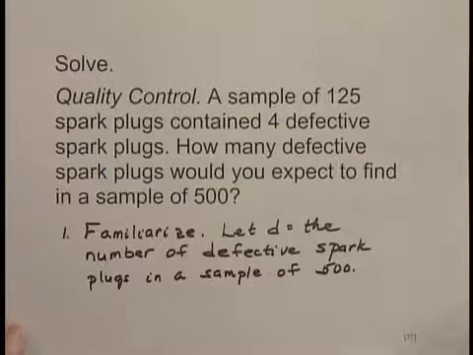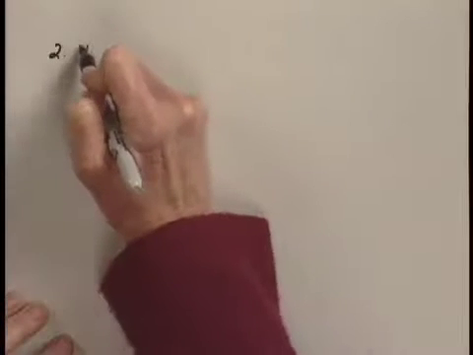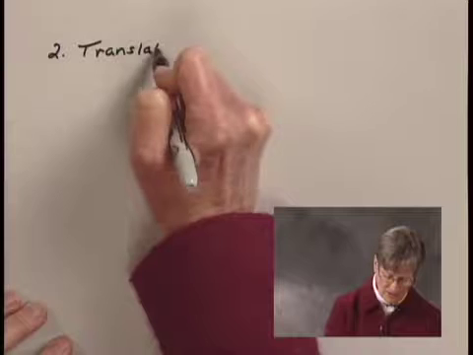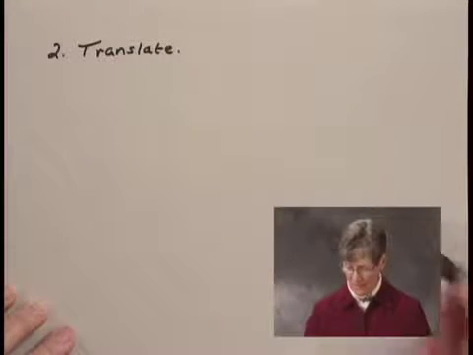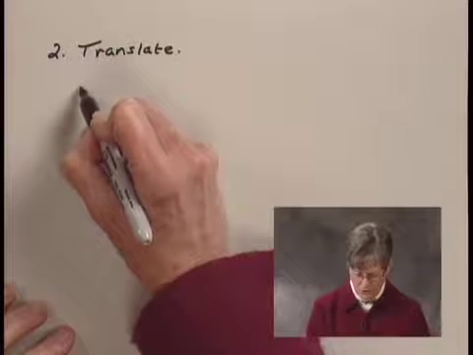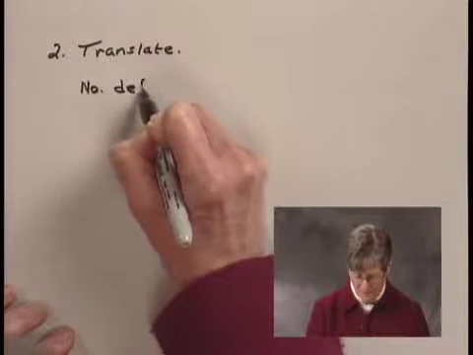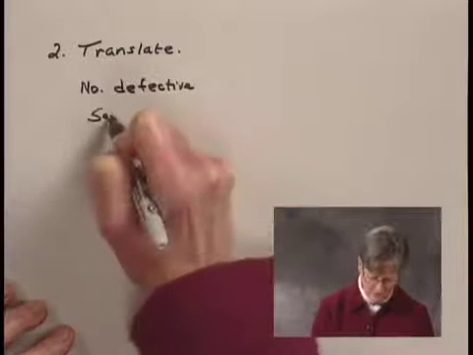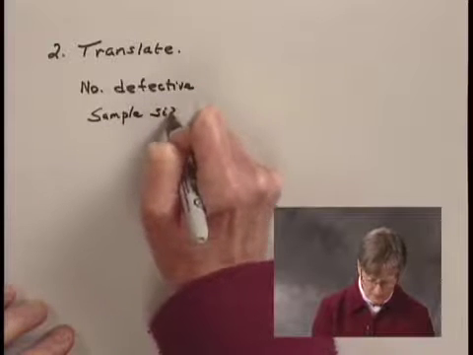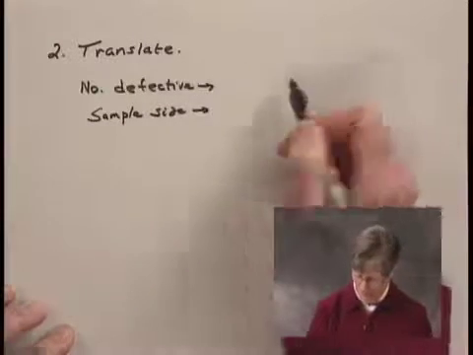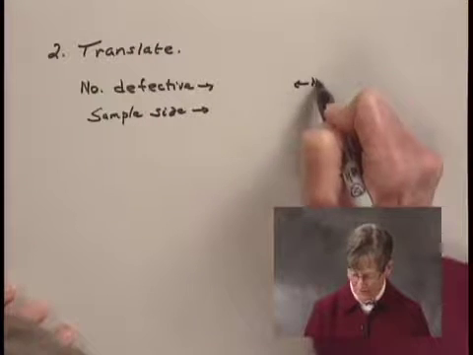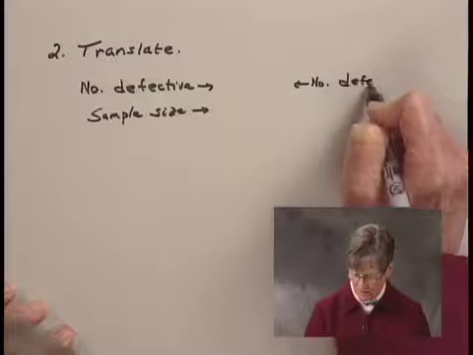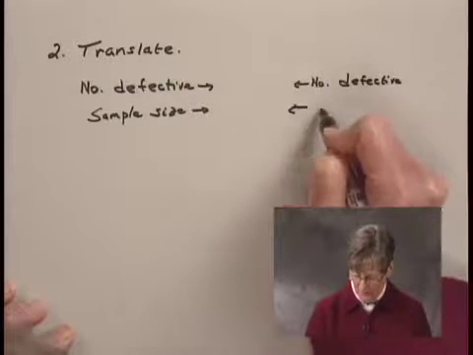Now that we have a variable assigned and we've familiarized ourselves with the problem, we can go to the second step, which is to translate. And in this case, we can translate to a proportion. We can write a proportion in which the numerators are the number of defective spark plugs, and the denominators are both the sample size. So I'm going to have one fraction here, and I'm going to have another fraction here with the same information in the numerator and the denominator.